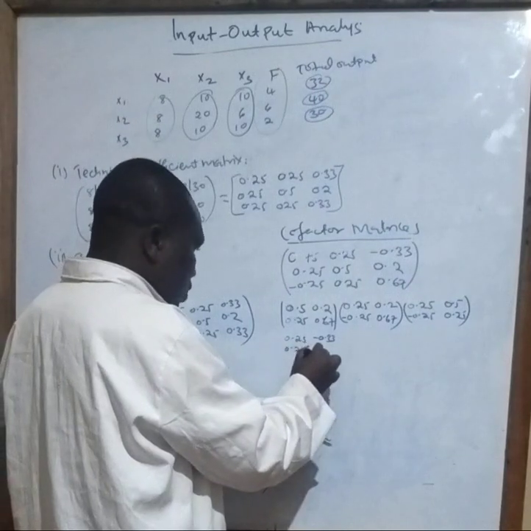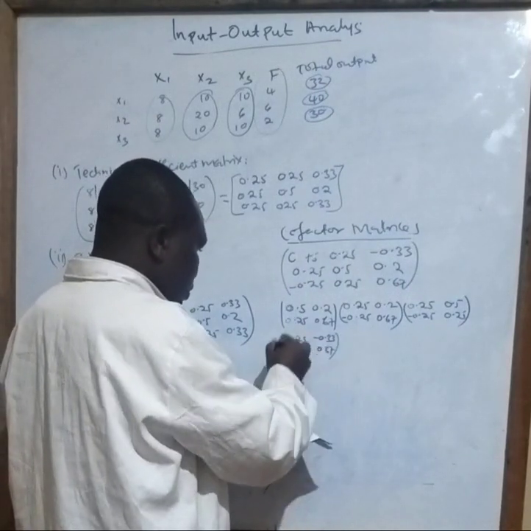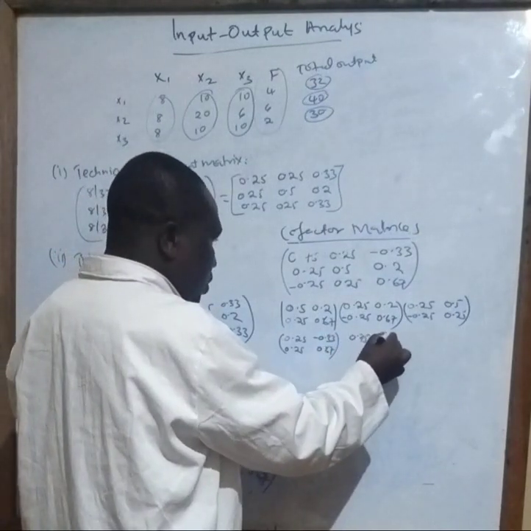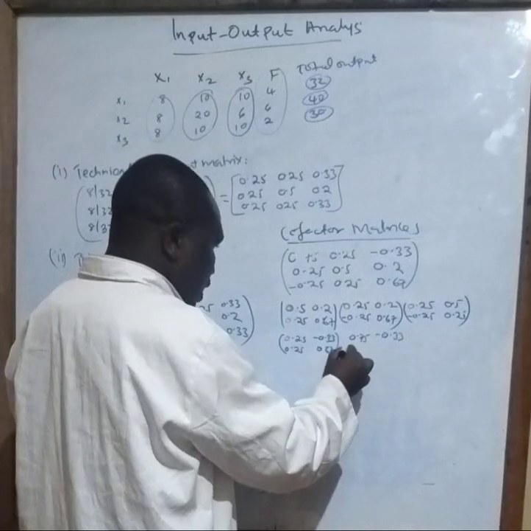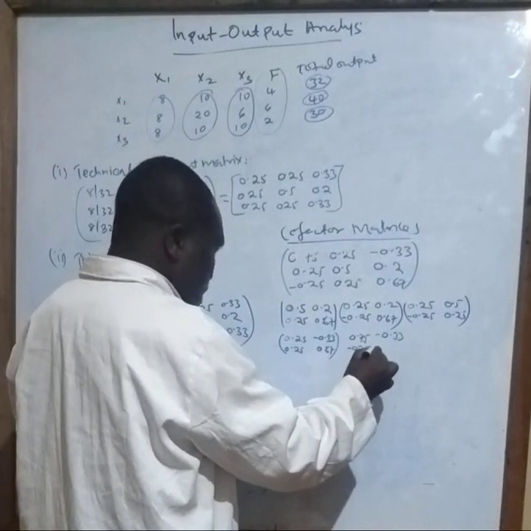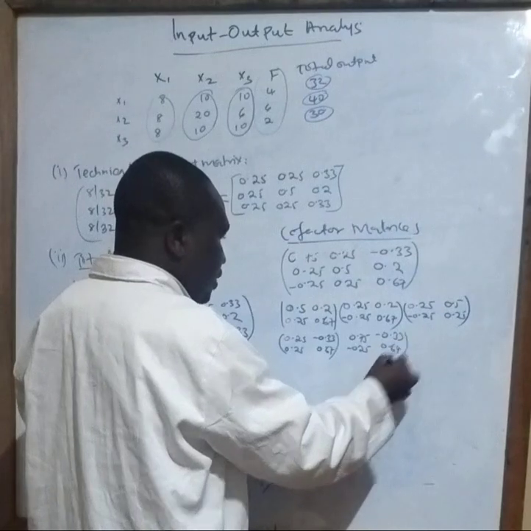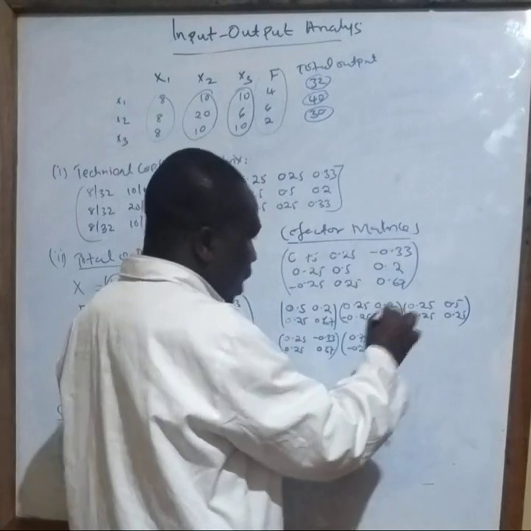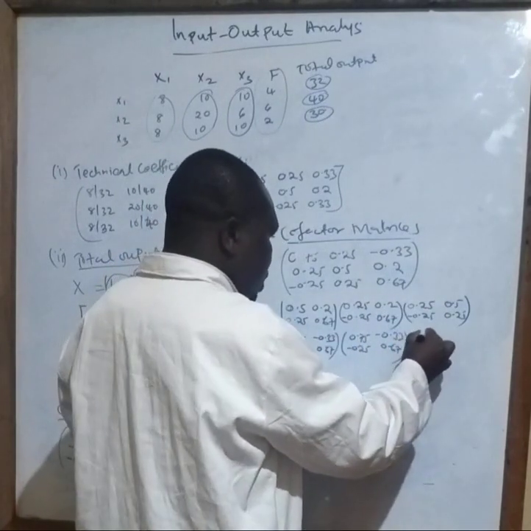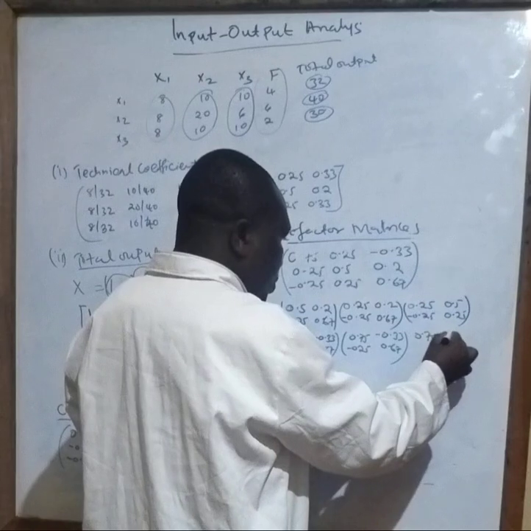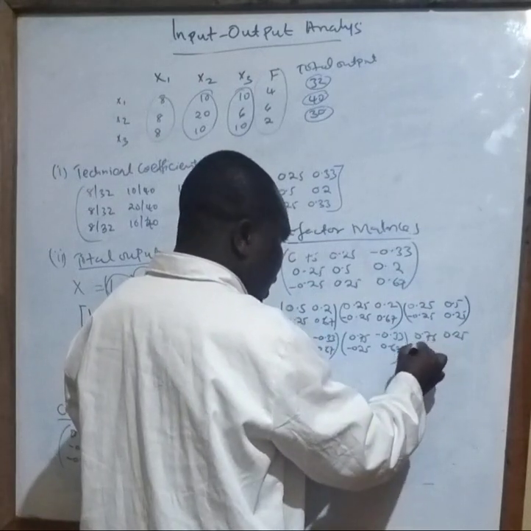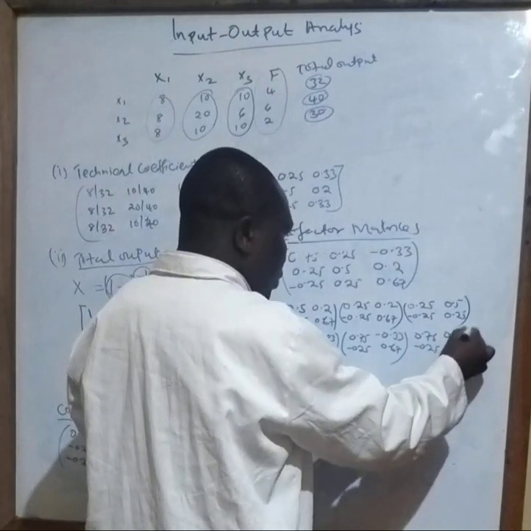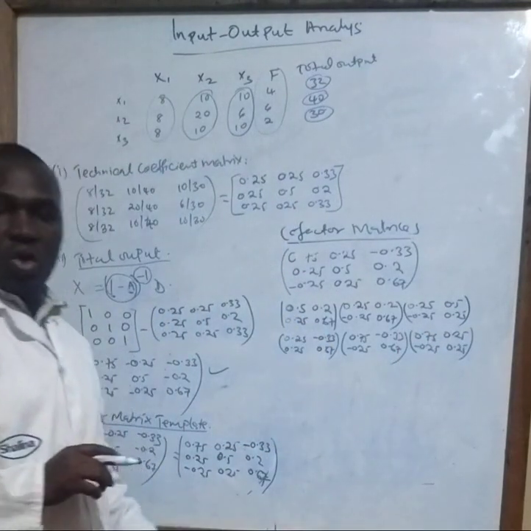0.25, 0.67. Then you get 0.75, negative 0.33, negative 0.25, then 0.67. Like that. Then the last one there for row 2 will be 0.75, 0.25, negative 0.25, and 0.25. So we are through the second row.